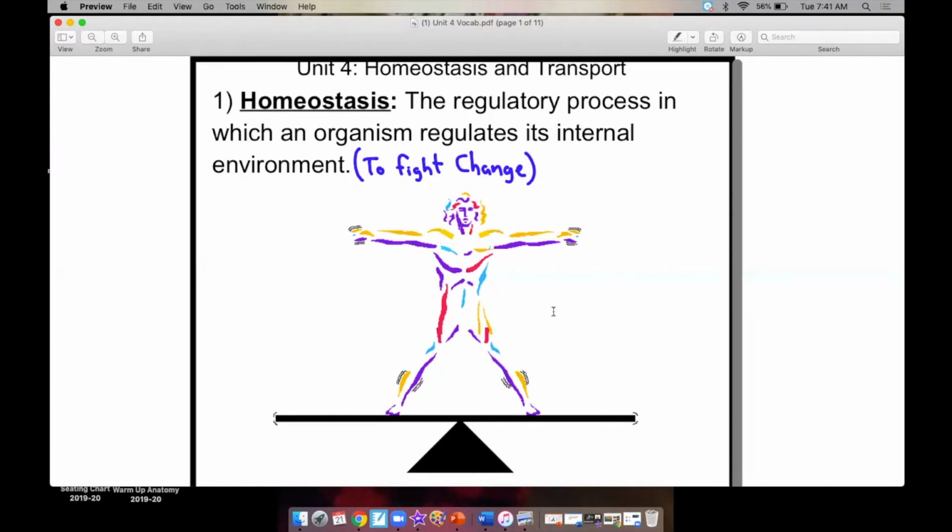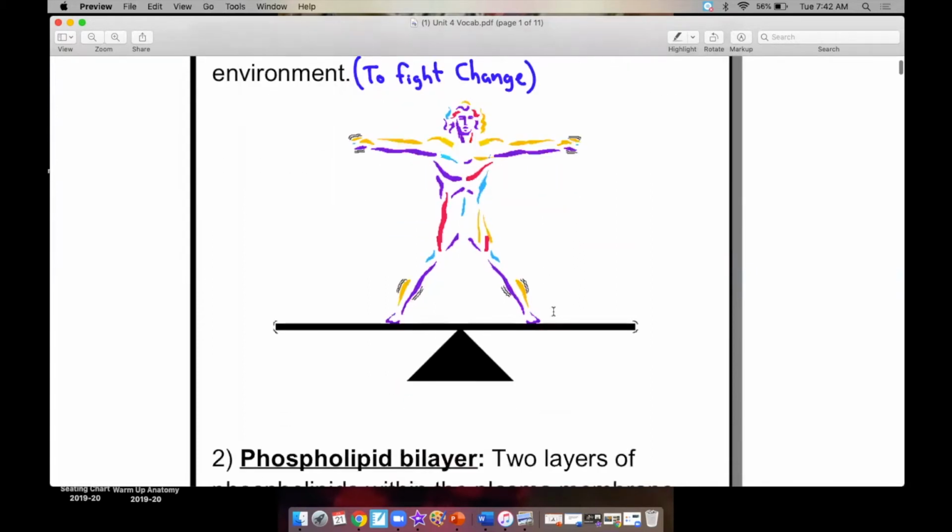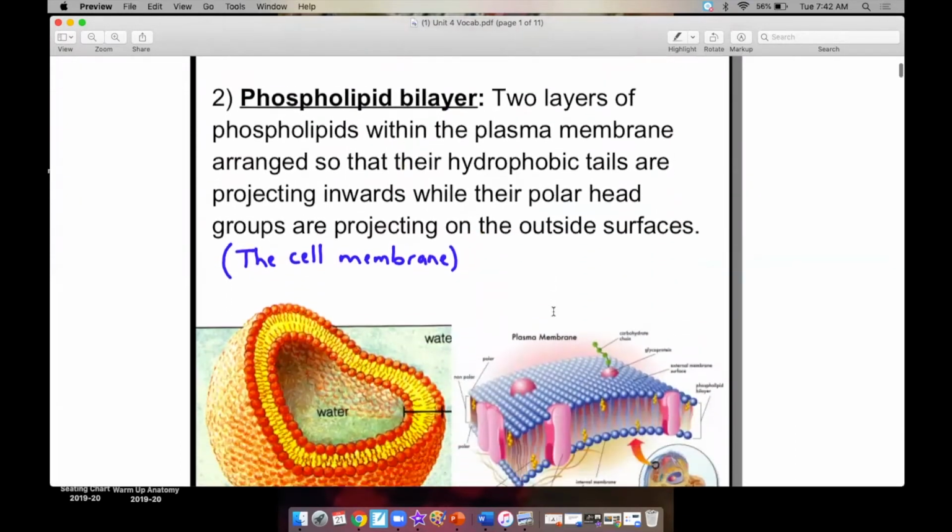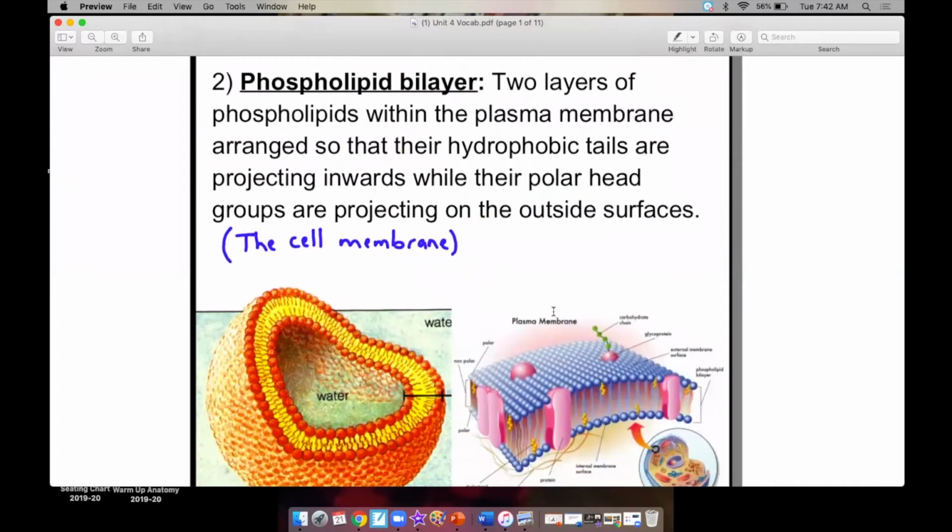If you start sweating too much, you're going to lose salt. You need salt. So your body's going to try to do things to conserve the salt and keep you from losing it. All right? So it's all about balance, everything your body does. And we are going to be looking at this at the cellular level. So we're going to be looking at a whole bunch of words to deal with how your cells maintain homeostasis. So let's look at some cellular words.